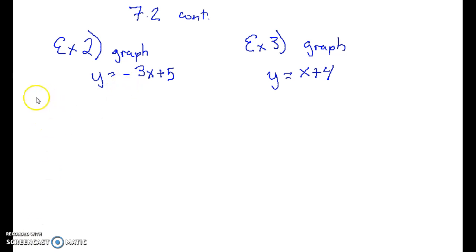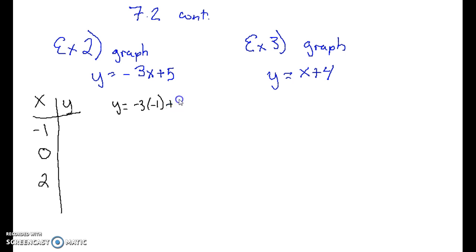So step number 1, I'm going to make an x-axis and a y table. Plug in some numbers. So I'm going to plug in, say, -1, 0, and 2. Those will be my 3 numbers. I might need some more, but let's try it out. So -3 times -1 plus 5. So -3 times -1 is a positive 3 plus 5. So that's going to give me 8. So put an 8 right there.